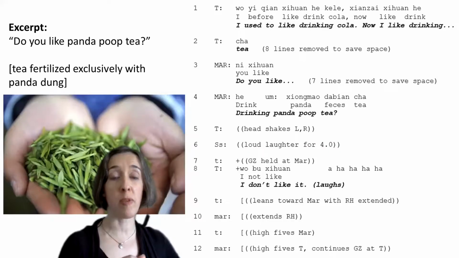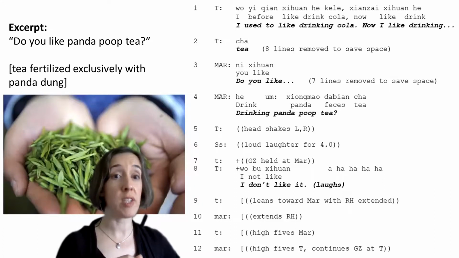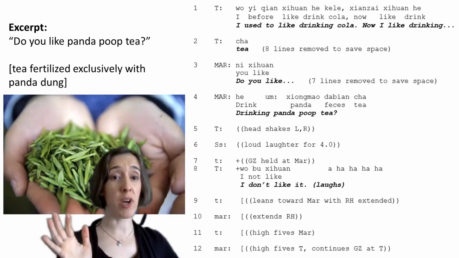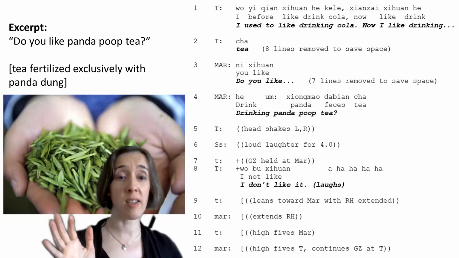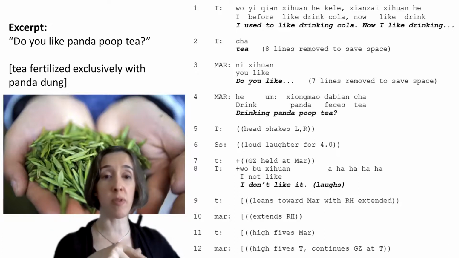So this is a transcript from that last day in class. Panda poop tea is tea that's fertilized only with panda dung. It's this kind of specialty product in Chengdu, China, at the Panda Reserve. And they had learned about this in the class the day before.